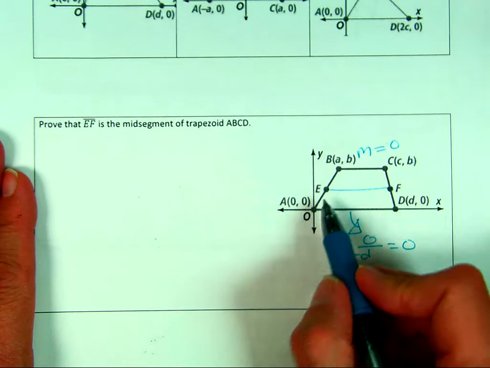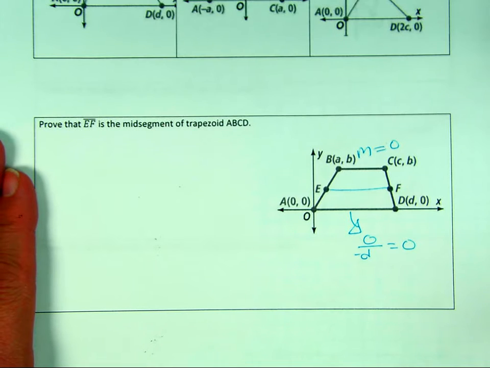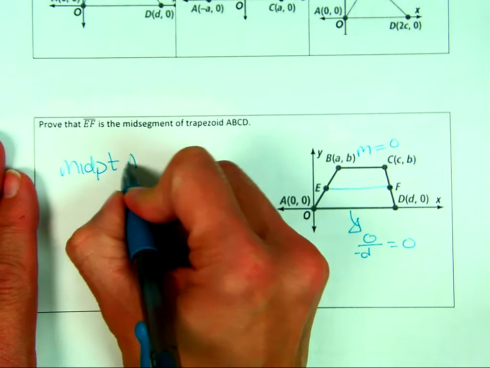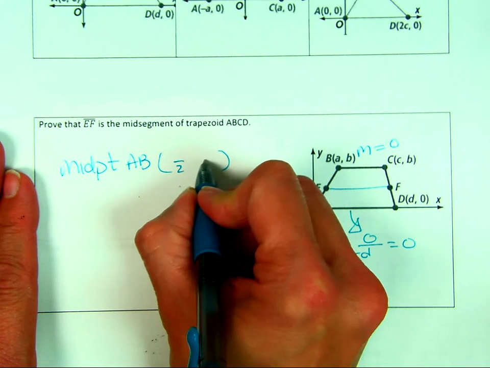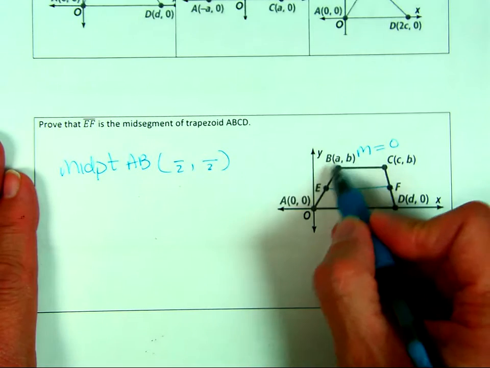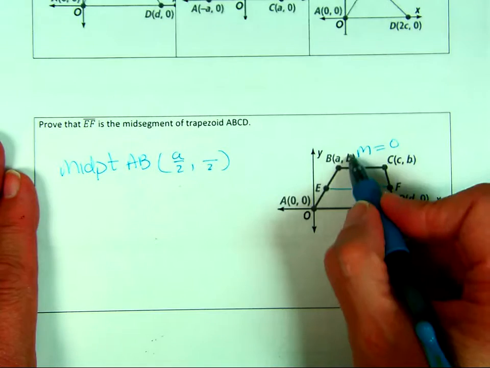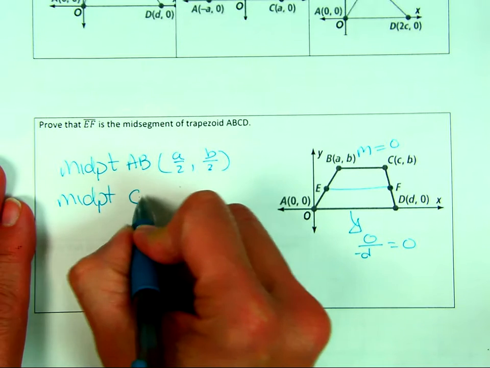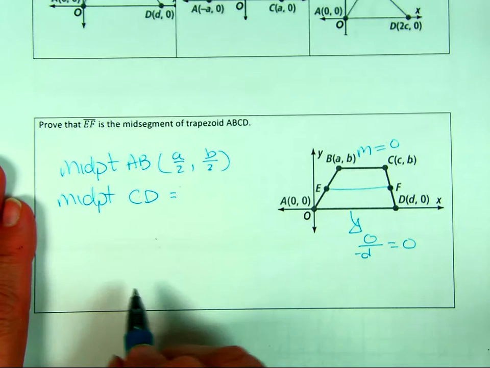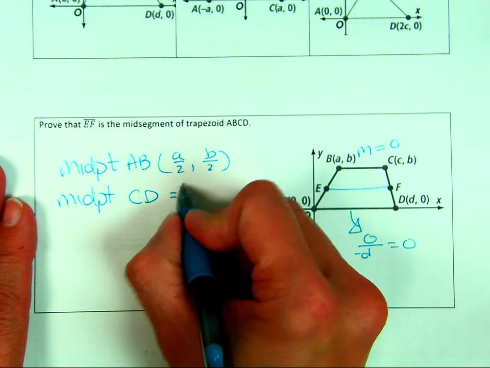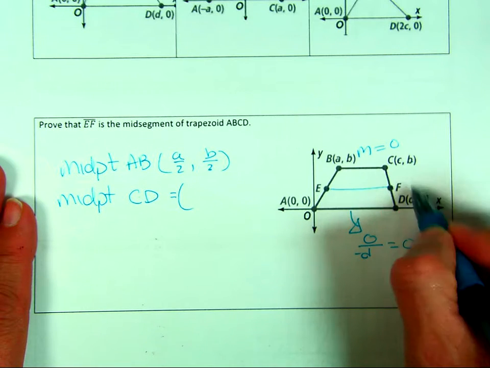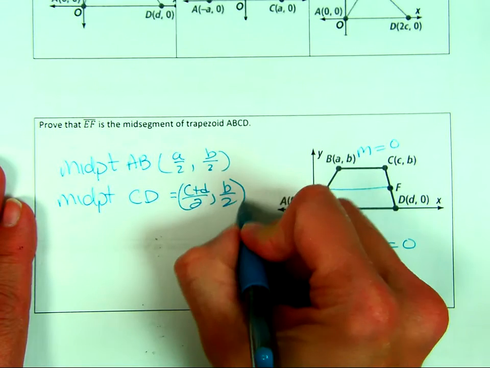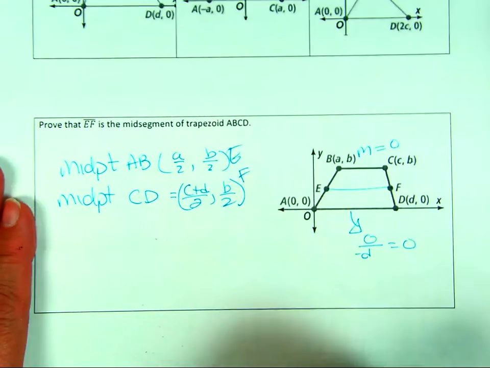Well, in order to prove it's the mid-segment, we have to find the actual midpoints. So we use our midpoint formula for that. So we're going to find the midpoint of AB. And to do that, we're going to take our x-coordinates and divide by 2, and our y-coordinates and divide by 2. So our x-coordinates are A and 0, and A plus 0 is A, and B and 0, so that's that guy. Now we're going to find the midpoint of CD, and then that will be the coordinate of F. So I need to start with the x coordinate, C plus D over 2, and B plus 0 over 2. So here's my E, and here's my F point.